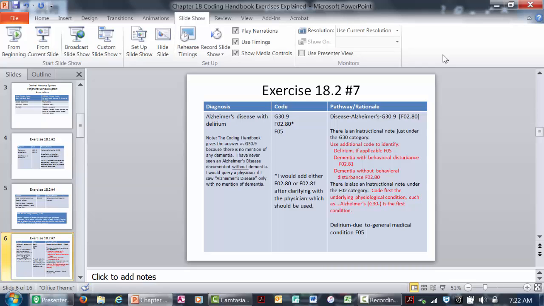Okay, I want to talk about this disease. Alzheimer's disease with delirium is exercise 18.2, number 7. The coding handbook, I have the answers in the coding handbook, and she gives the answer as G30.9 because in this particular diagnosis that we've been given, Alzheimer's disease with delirium, there's no mention of any dementia. But I have never seen Alzheimer's disease documented without dementia in all the years I've been reading medical records. So if I were in the hospital and I saw this, I would query a physician if I saw only Alzheimer's disease with no mention of dementia.